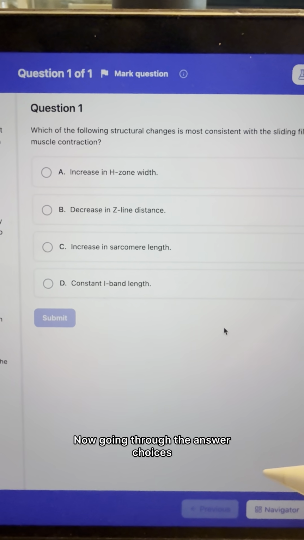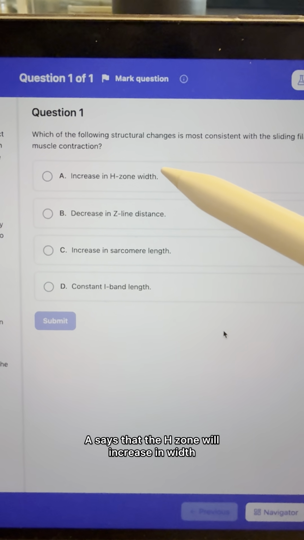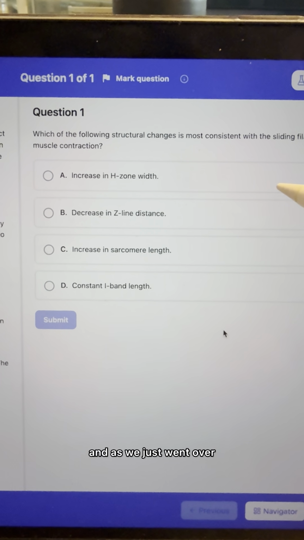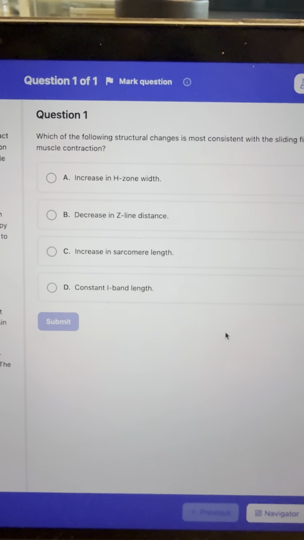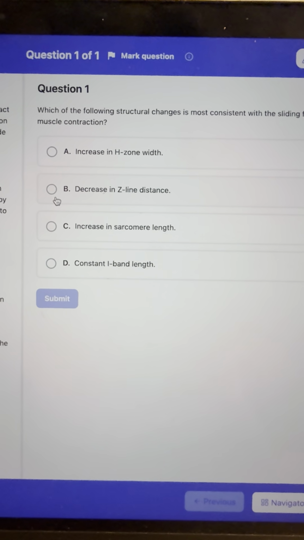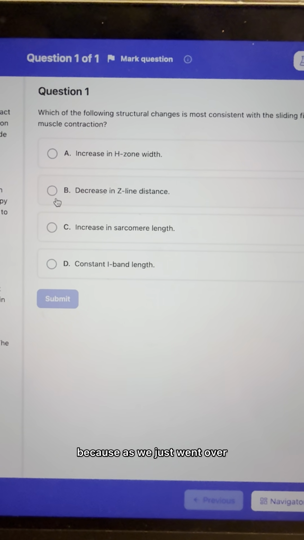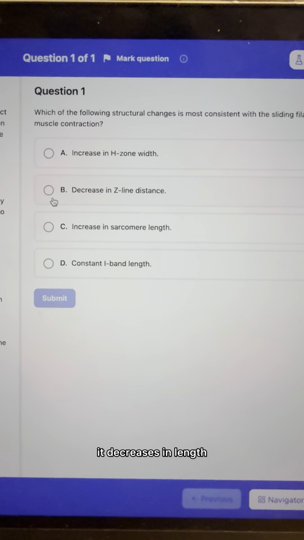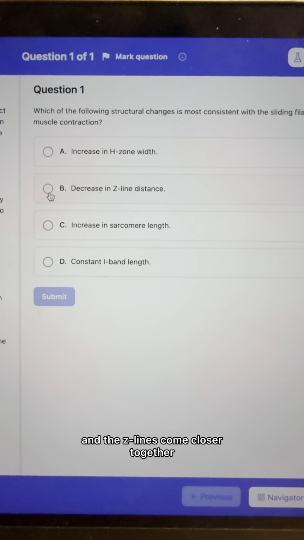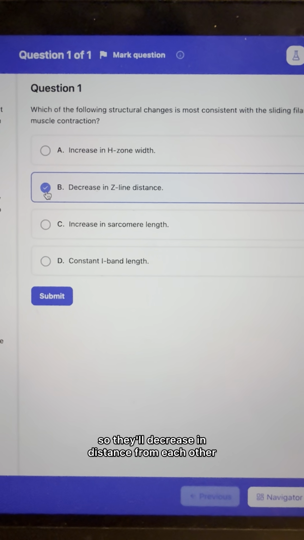Now going through the answer choices, A says that the H zone will increase in width, and as we just went over, the H zone will actually decrease in width as the muscle contracts. B says decrease in Z-line distance, and we know that this is true because as we just went over, when the sarcomere contracts, it decreases in length and the Z-lines come closer together, so they'll decrease in distance from each other.